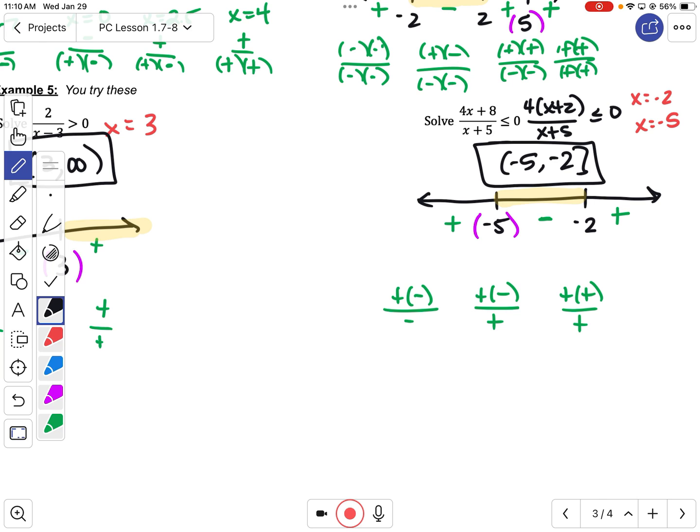Are you understanding the sign chart? That's the most important thing because that's so different than anything you've probably ever seen before. It's an organizational tool. We use it a lot.